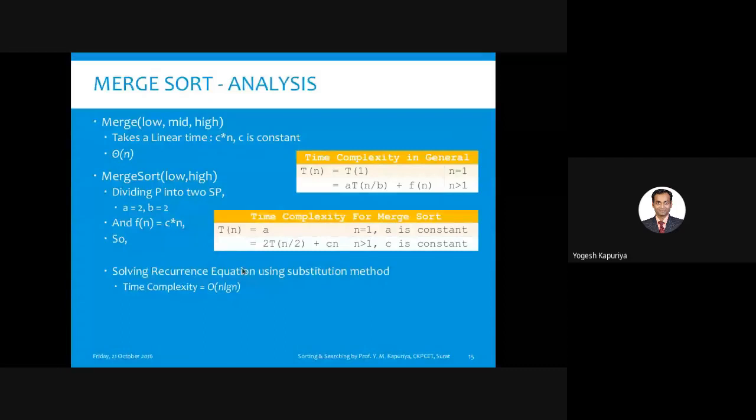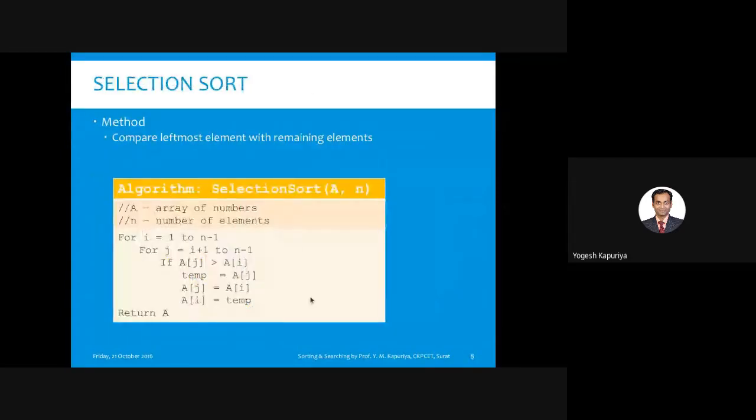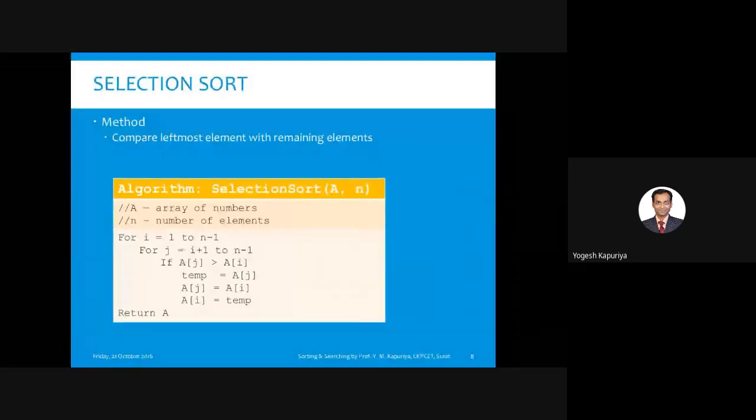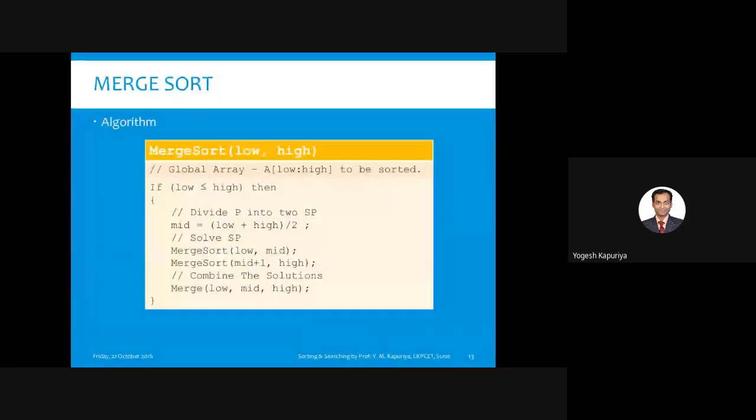Time complexity of selection sort is big O of n square. Here, time complexity of bubble sort is also big O of n square. So this is n square, this is also n square, and this is n log n, merge sort. And because n log n is lesser than n square, merge sort is considered to be the better algorithm compared to the bubble sort and selection sort.